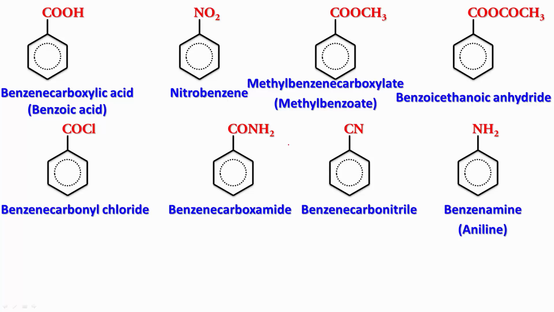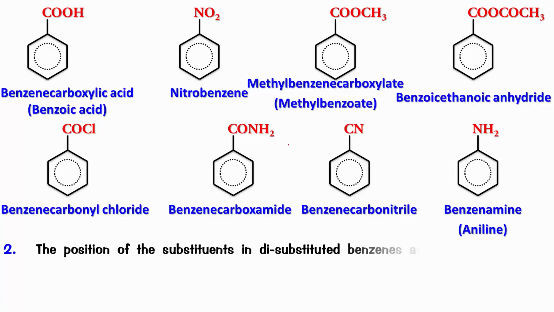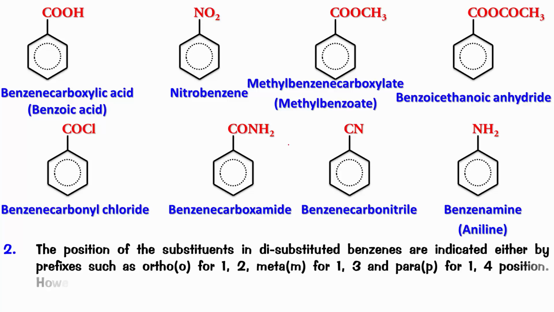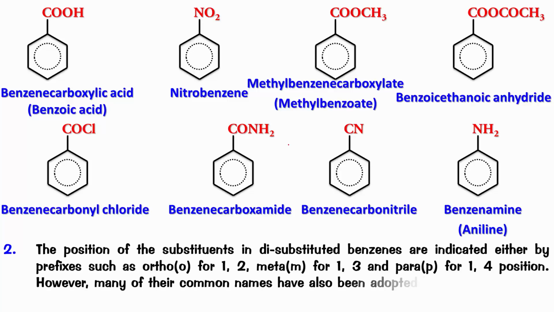Now, in case you have more than one substitution, then you can write the numbers 1, 2, or you can write ortho. 1, 3, you can write meta. 1, 4, you can write para. So the position of the substituents in disubstituted benzenes are indicated either by prefixes such as ortho for 1, 2, meta for 1, 3, and para for 1, 4. However, many of their common names have also been adopted in the IUPAC system. Let's check out some of them.